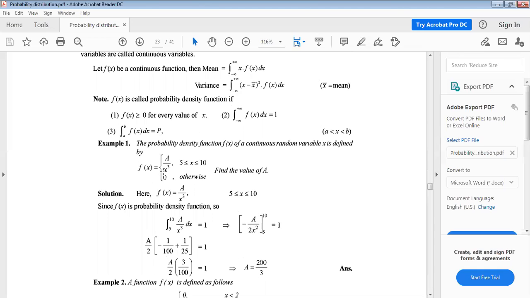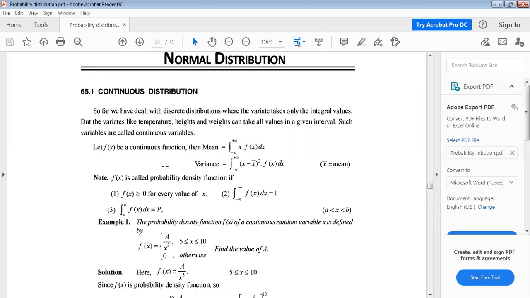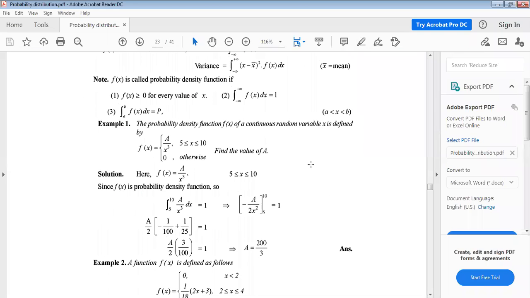Let us consider an example for this. The probability density function f of x of a continuous random variable is defined by this. That means f of x is the continuous random variable function, and this is the probability density function also. It equals a divided by x cube if x lies between 5 and 10, that is, 5 less than or equal to x less than or equal to 10. F of x will be 0 otherwise, for other values of x. Find the value of a. That means we have to find the constant a. Here we are given f of x equals a divided by x cube, where x lies between 5 and 10.